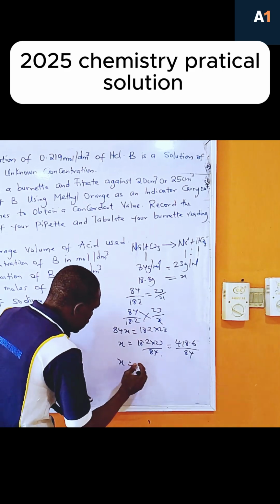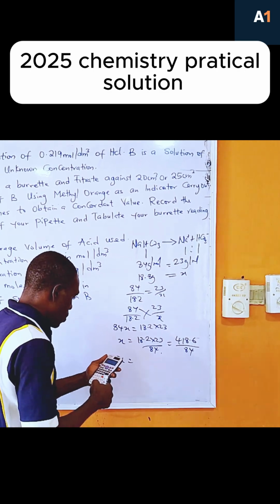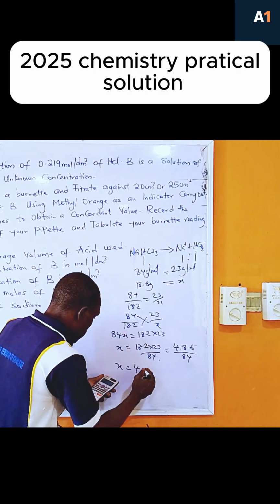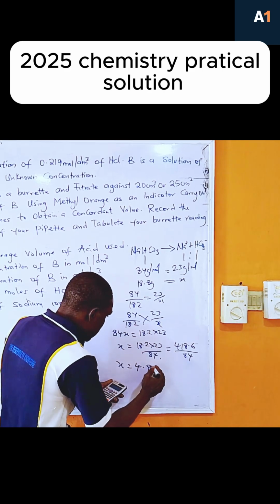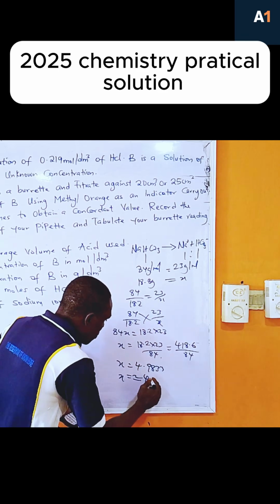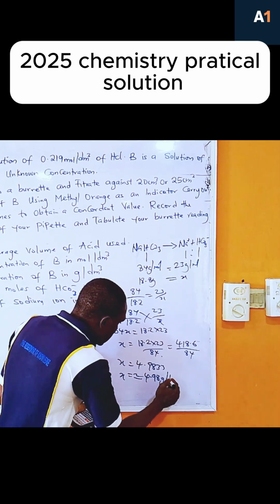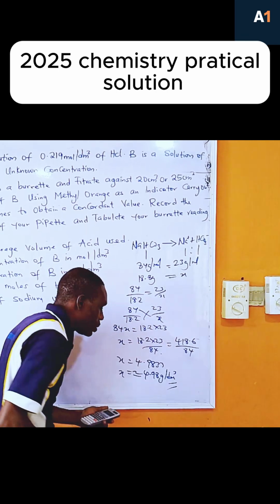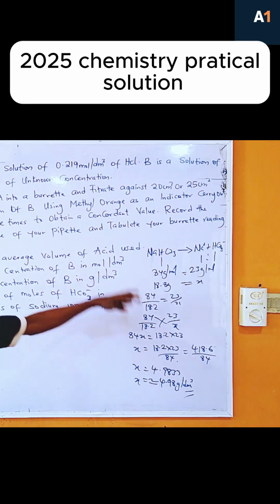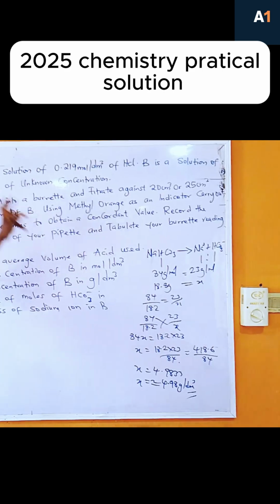So our x is equal to what? Divided by 84. So we have 4.98333, which can be approximately 4.983 gram per decimeter cube. So this is what we can get for the mass of the sodium ion in this B.